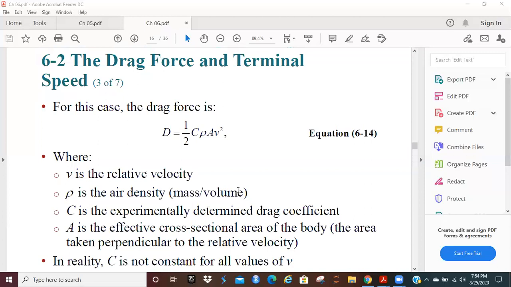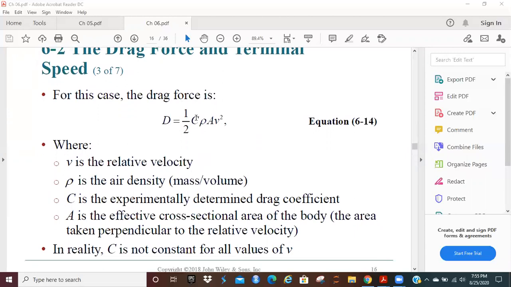If you want to get real fancy with it, a drag force can have an equation something like this, where you've got the relative velocity, the air density represented here, an experimentally determined drag coefficient, and the cross-sectional area of the body here. Why they didn't include the 1/2 in with the experimentally determined drag coefficient, I'm not sure, but this is one representation of the drag force.